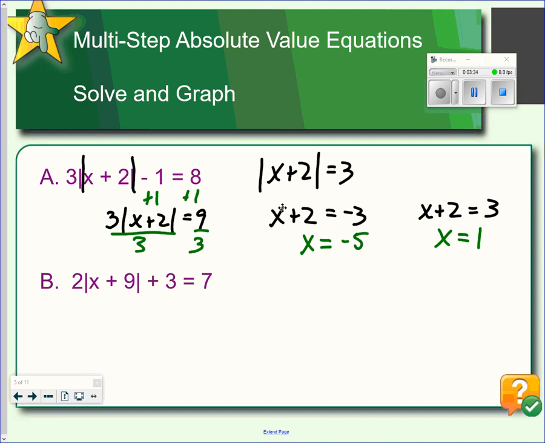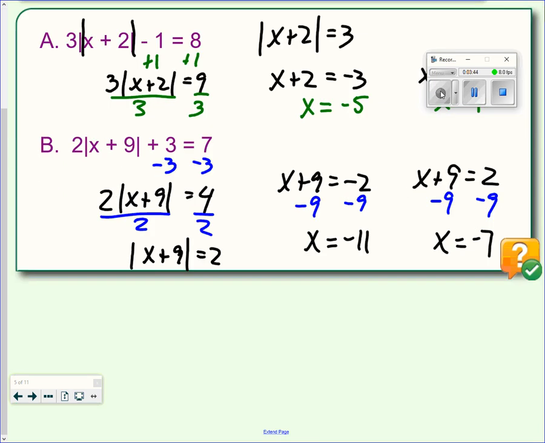You go ahead and try example B. Press pause while you work it out and then press play to see if you get the right answer. And here are the answers.